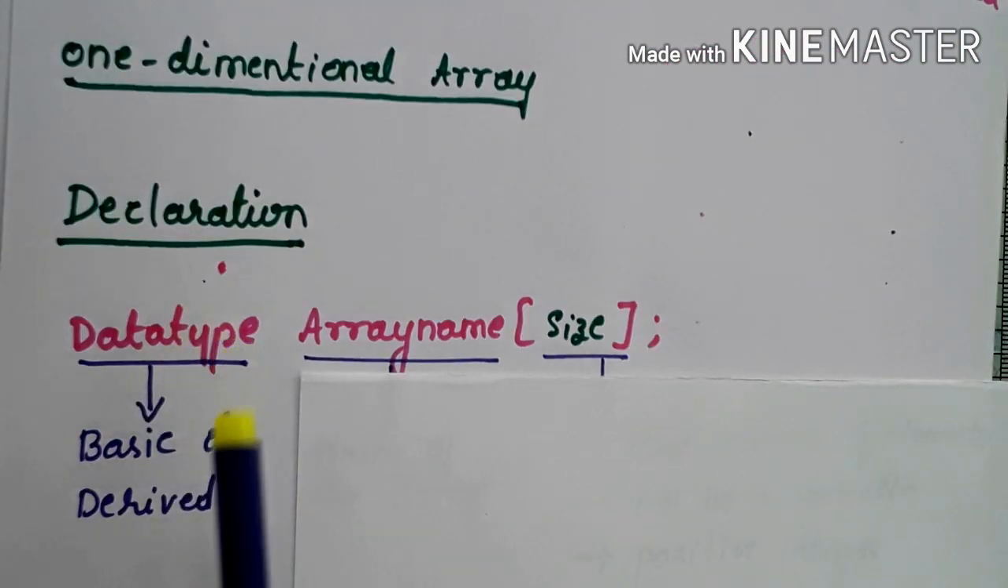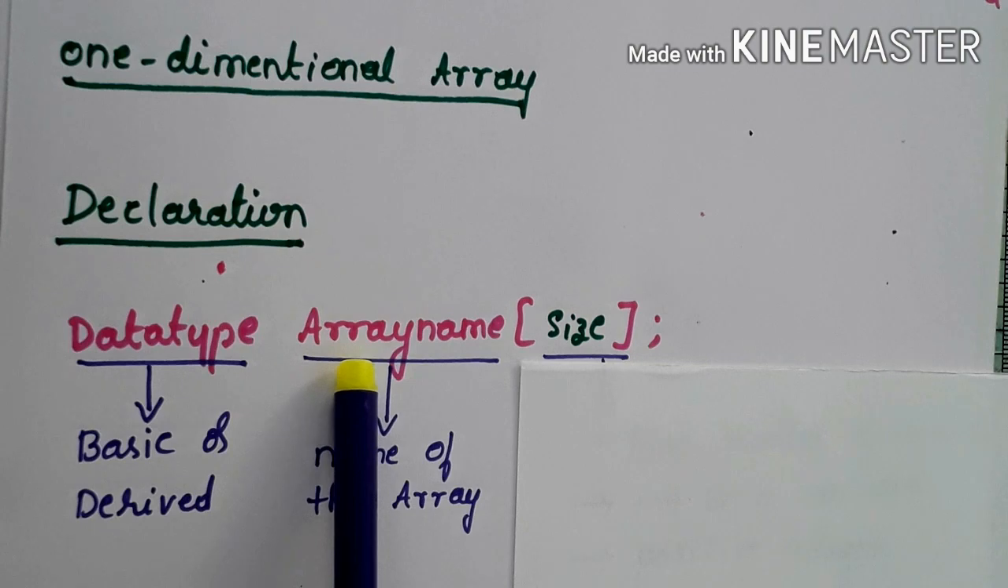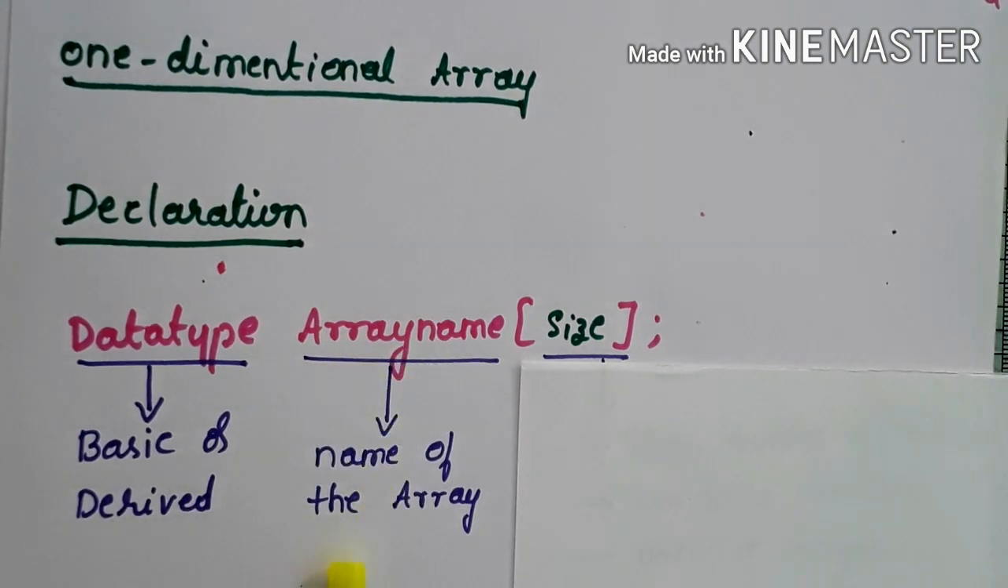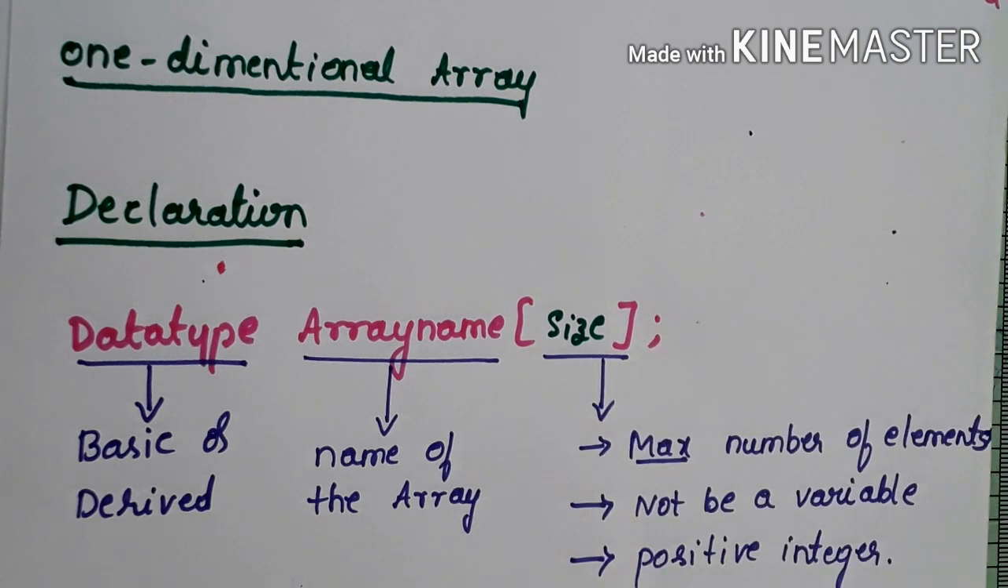Data type may be any basic data type or it may be a derived data type. Next, write array name, which indicates the name of the array. Next, write the size of the array. Size of the array indicates the maximum number of elements that we can store in the array. This size must not be a variable and it must always be a positive integer.